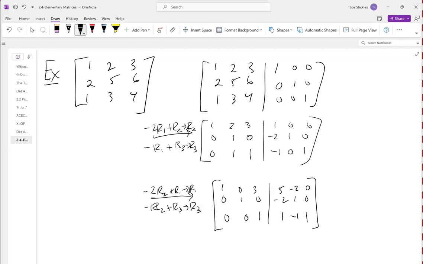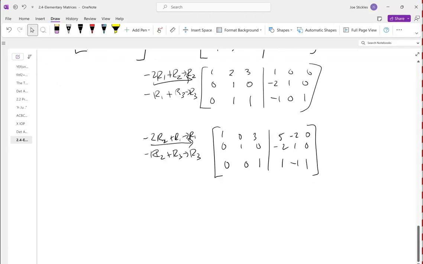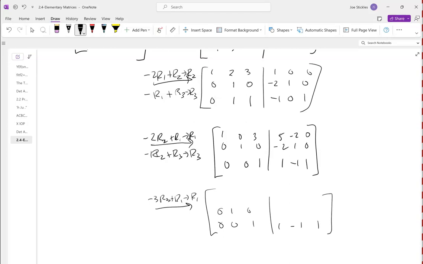I think we got one more step, yes? What's the last step? Good. So that doesn't change the last two rows. 1, 0, 0. Negative 3 plus 5 is 2. 3 plus negative 2 is 1. Negative 3 plus 0 is negative 3.